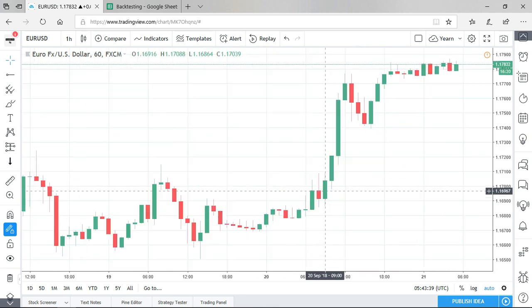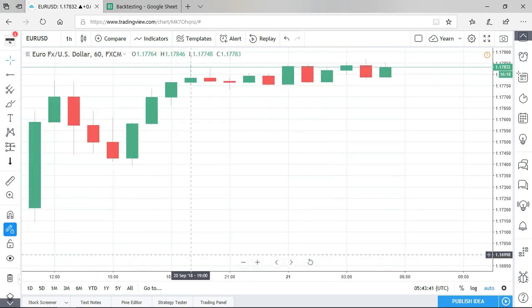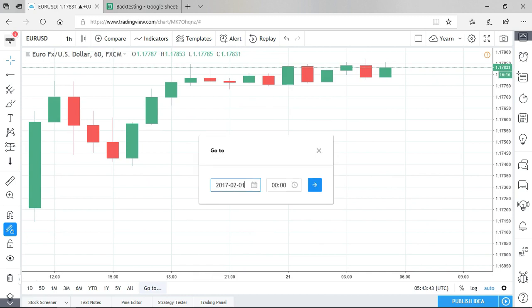First, zoom in as much as you can, and then click on Go To at the bottom of the screen to choose the date that you want to start backtesting. For this example, we'll start on the 1st of February 2017.